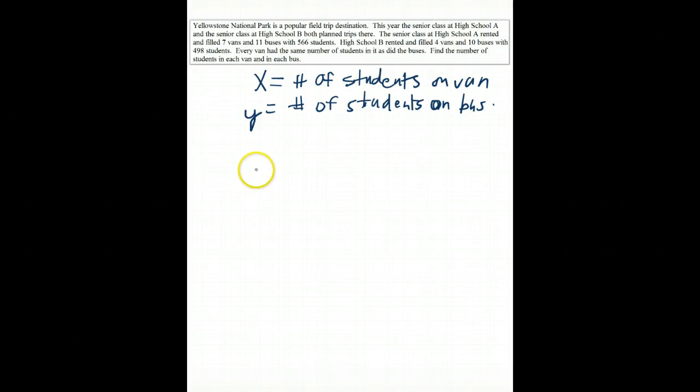Now, these are actually a lot simpler than the other ones. It's not really a mixture problem per se, so all I have to do is read, and as I'm reading, I write. So the first one says that the senior class high school rented 7 vans and 11 buses. So I want to do seven vans, each with a number of students on it, plus 11 buses, the number of buses, and then that's going to total 566 students altogether.